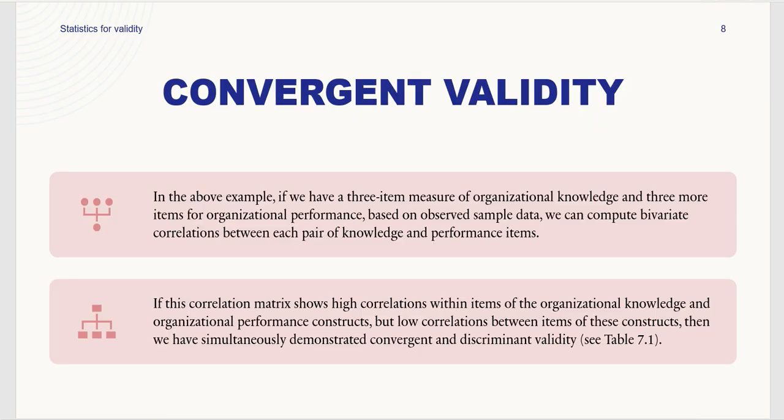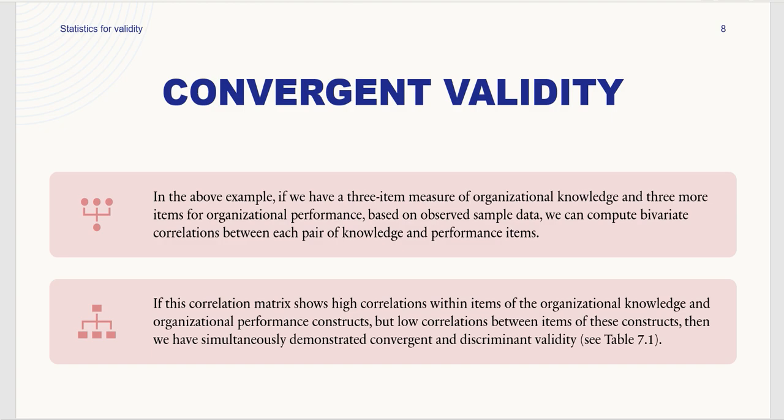In the above example, if we have a 3-item measure of organizational knowledge and 3 more items for organizational performance. हमारे पास 3 आइटम है ऑर्गेनाइजेशनल नॉलेज की और 3 आइटम है ऑर्गेनाइजेशनल परफॉर्मेंस की. बेस्ड ऑन ऑब्जर्व्ड सैंपल डाटा, हमने एक सैंपल से डाटा कलेक्ट कर लिया. We can compute bivariate correlations between each pair of knowledge and performance items. हम उन दोनों के दरमियान बाइवेरिएट कोरिलेशन को मेजर कर सकते हैं.